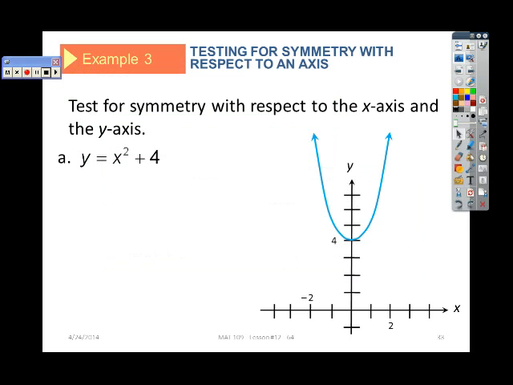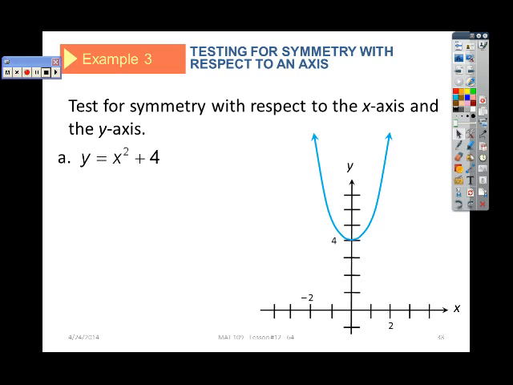Example, here is a function, y equals x squared plus 4. You know what that is? That's a parabola. You know what it looks like, and obviously it's symmetric, and because of where it is, it's symmetric with respect to the y-axis, isn't it? But let's show it mathematically. The test, if you don't have that graph, and you don't have to draw a graph to see the symmetry.